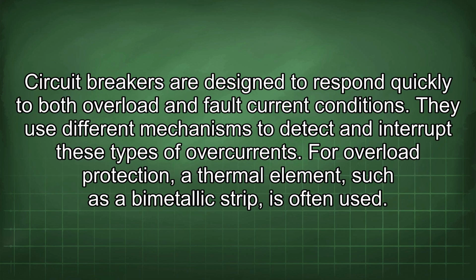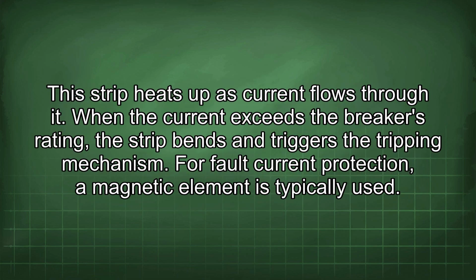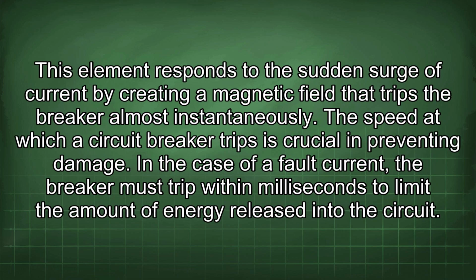Circuit breakers are designed to respond quickly to both overload and fault current conditions. They use different mechanisms to detect and interrupt these types of overcurrents. For overload protection, a thermal element, such as a bimetallic strip, is often used. This strip heats up as current flows through it. When the current exceeds the breaker's rating, the strip bends and triggers the tripping mechanism. For fault current protection, a magnetic element is typically used. This element responds to the sudden surge of current by creating a magnetic field that trips the breaker almost instantaneously.